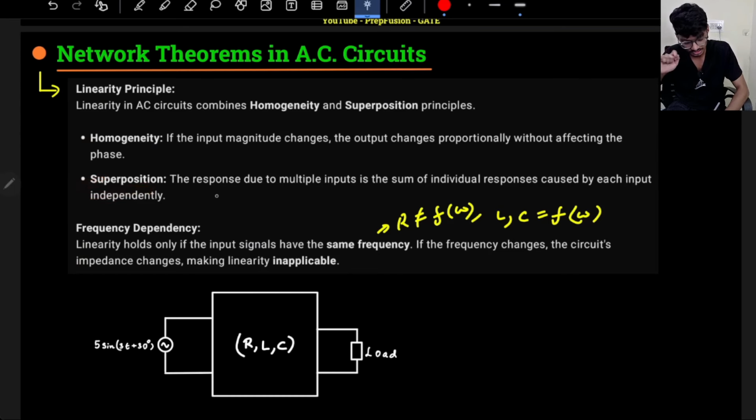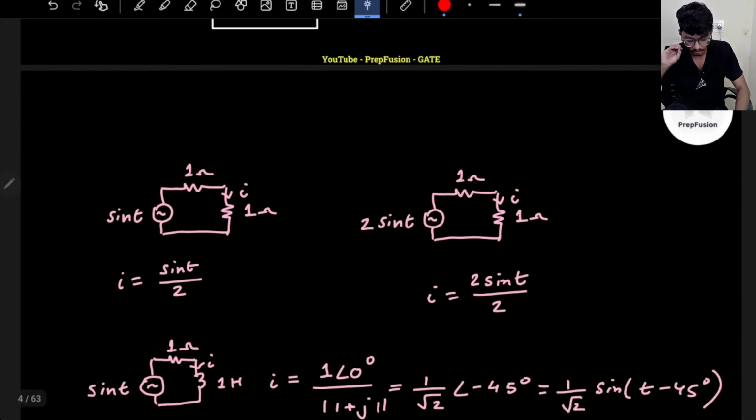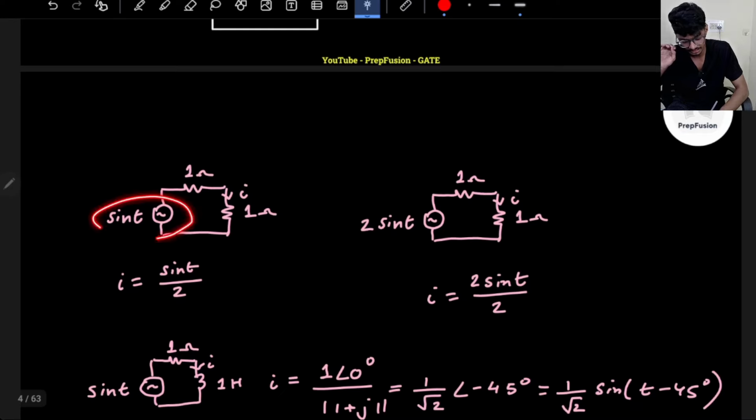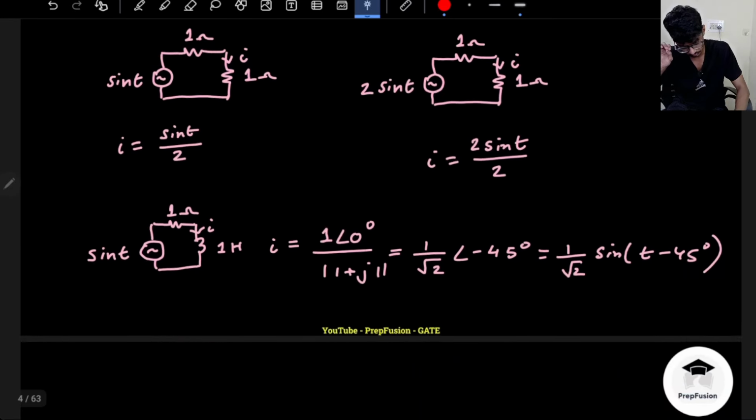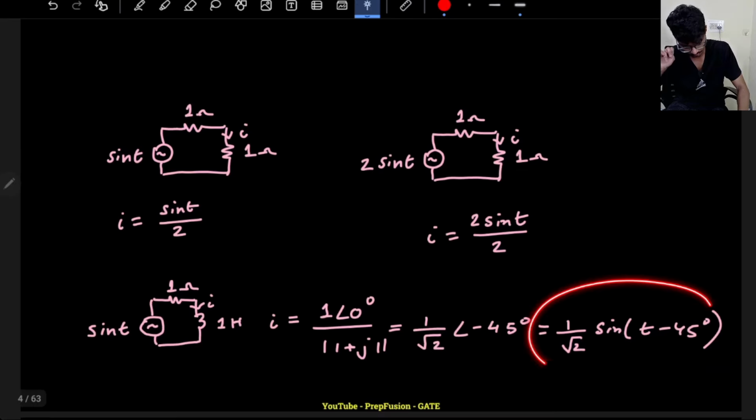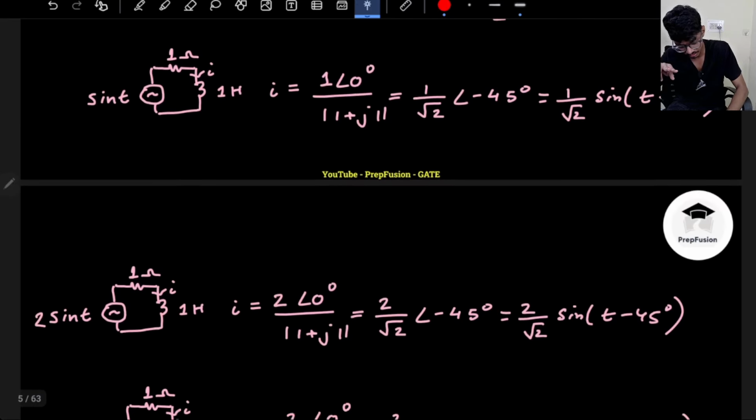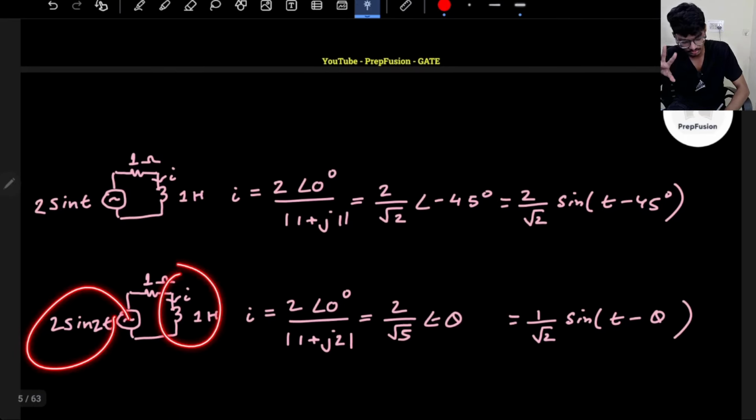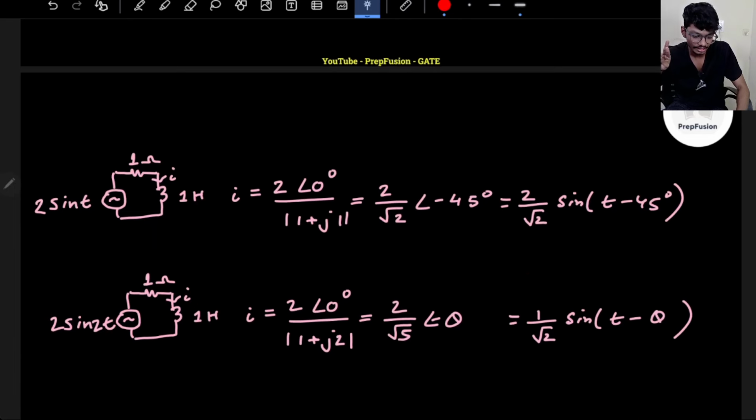Superposition is: the response due to multiple inputs is the sum of the individual responses caused by each input independently. So what you will do is, I have a source sine of t. For this I will get some frequency component, this, right? Then again I will have another source, sine 2 of t. For this I will get some current. So individually I can add them.